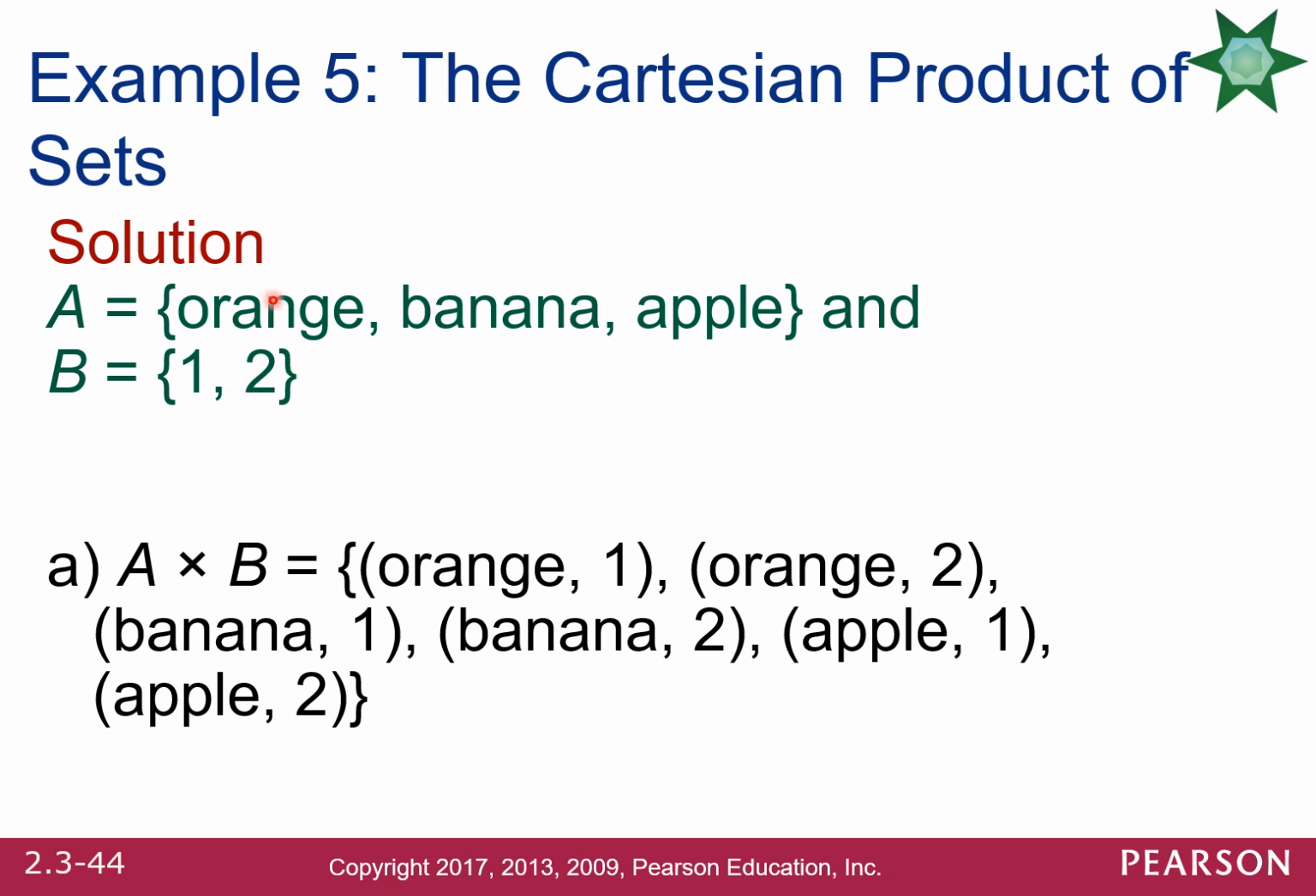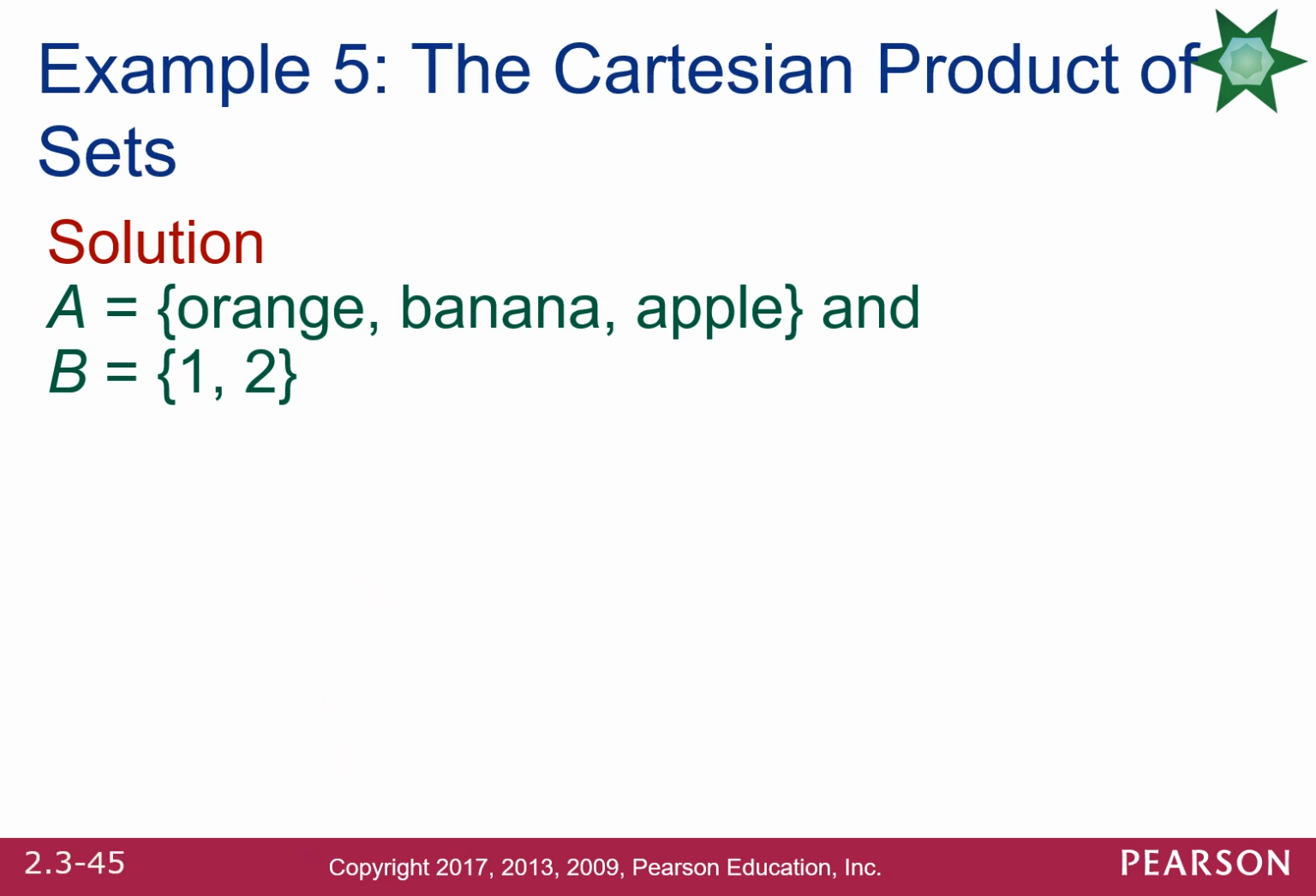All right, so we should have orange 1, orange 2. Once we are done pairing them up with all the elements in B, we go to the next element in A and repeat the process. So we'll get banana 1, banana 2, and then apple 1, apple 2. So that's what they have here. So A cross B has these pairs in its set: orange 1, orange 2, banana 1, banana 2, apple 1, and apple 2.